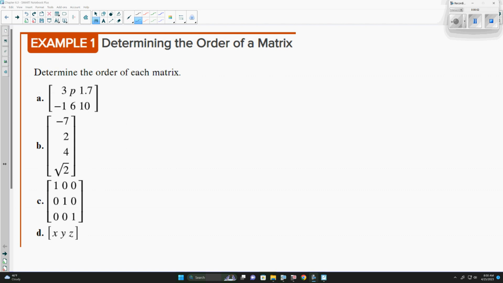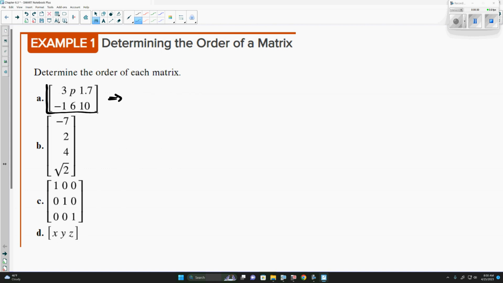All right, guys, so what we're looking at today is more matrices. Now, first thing we're going to do is determine the order of the matrix, and that's just really the dimensions for any of these here. So if we look at A, if we look at its dimensions, it's rows by columns, down and over.